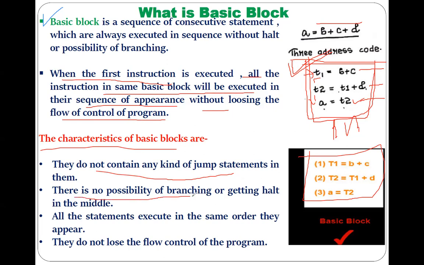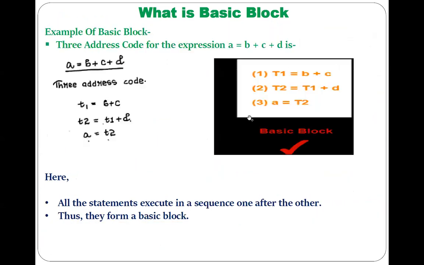There should not be any possibility of branching or halting in the middle, like halting here and directly going to the fourth or fifth or sixth instruction. All the statements execute in the same order as they appear. They do not lose the flow of control of the program. If all these properties are satisfied by some sequence of statements, then we can call that sequence of statements a basic block.